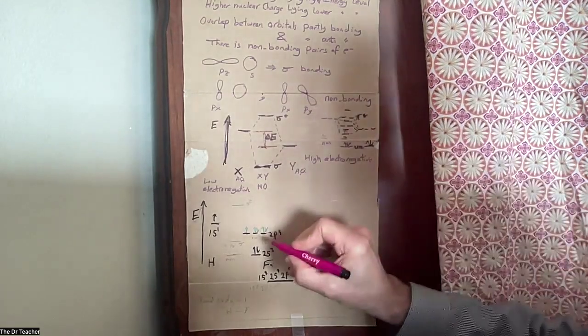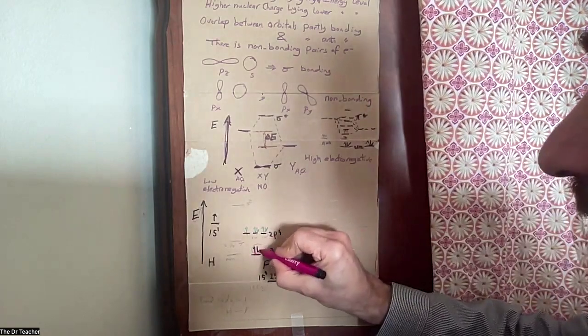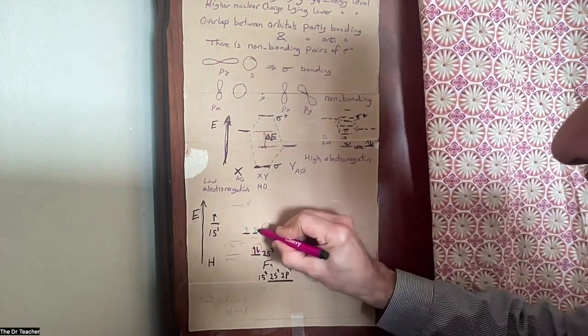Now they are ready for combination. As you see here, these are the 2 electrons, and these electrons belong to the fluorine, whereas this electron belongs to the hydrogen. So now if I combine both of them, what will happen?